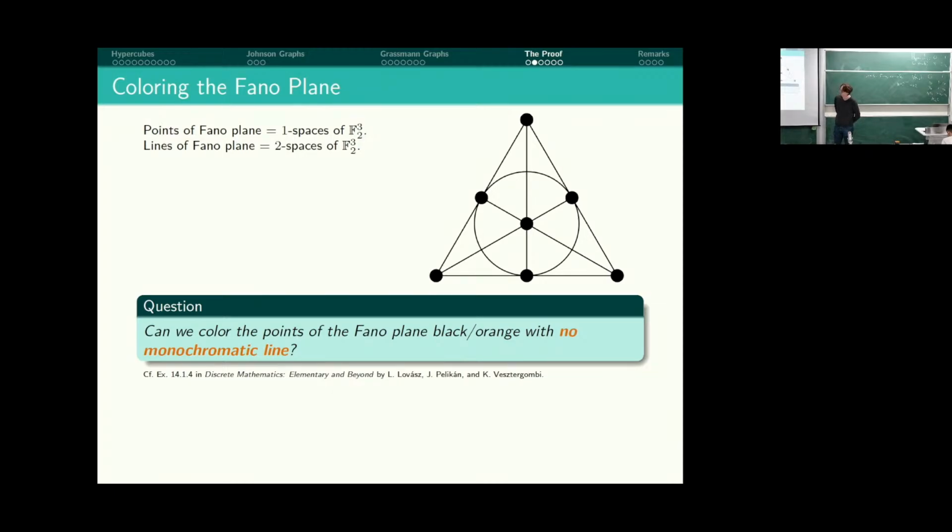Now, here you have the best projective plane, the Fano plane. And can you color the points of a Fano plane? So a Fano plane is, of course, you have a 3-dimensional vector space, you have a field with 2 elements, lines are the 2-spaces, points are the 1-spaces. Can you color it with 2 colors without getting a monochromatic line?